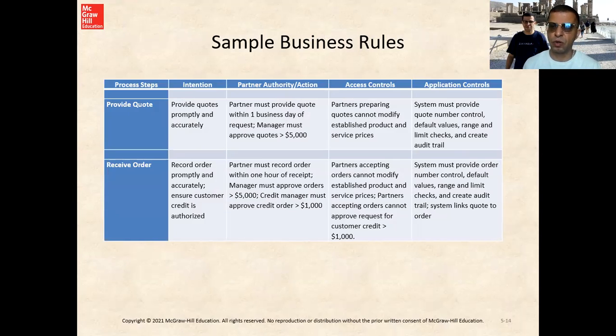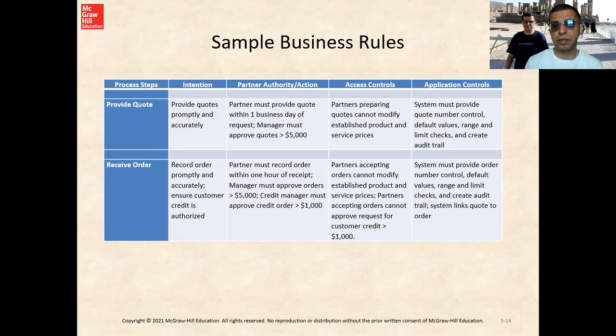In providing a quota, what is the intention? The intention is to provide the quota promptly and accurately. Promptly means how many days, or right now. Then the next thing is the partner's authority and action: what they are allowed to do and what they are not allowed to do.